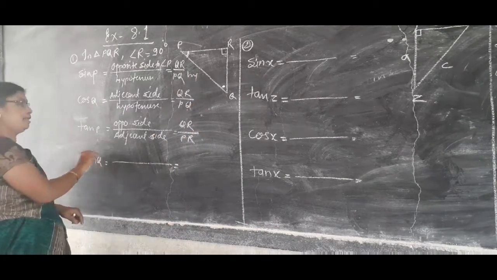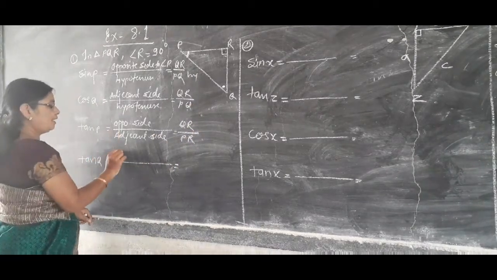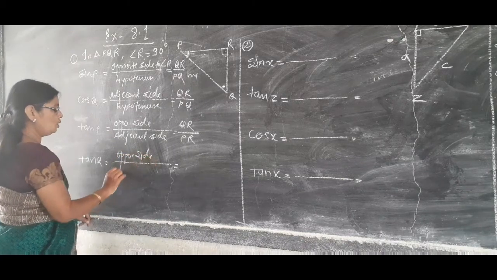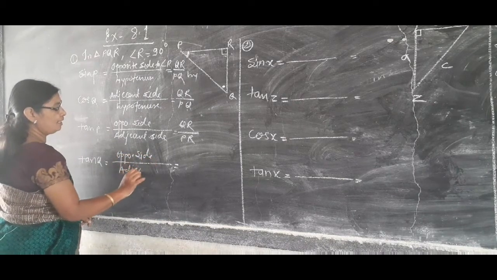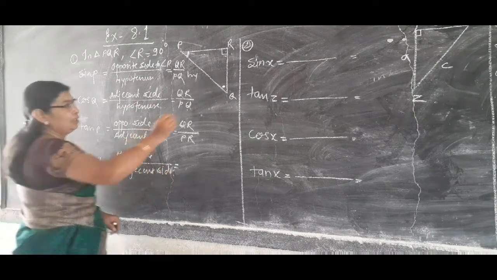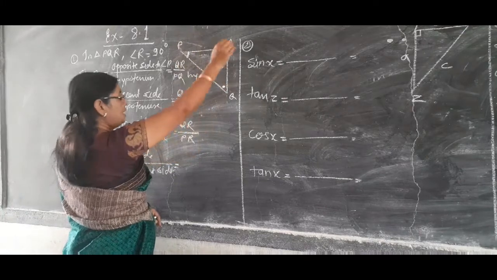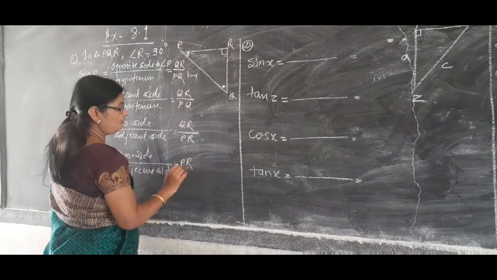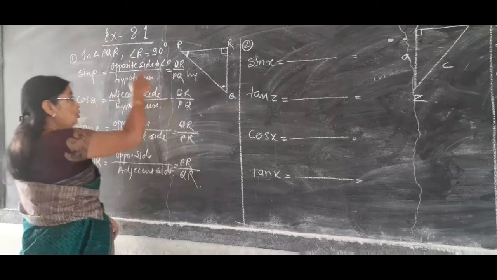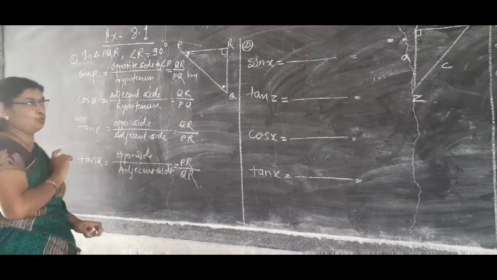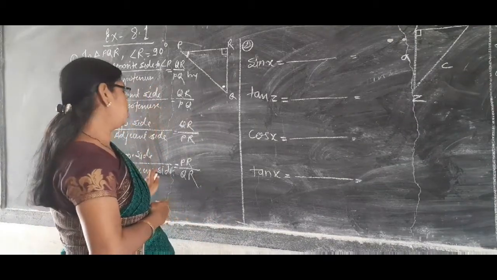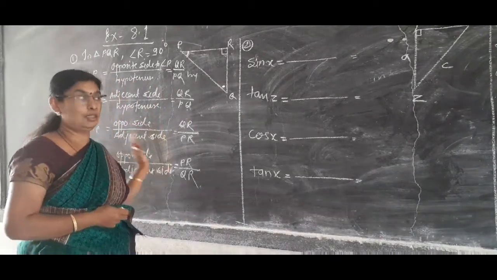Now next is tan Q. Again the formula for tan is opposite side to angle Q upon adjacent side of angle Q. Now angle Q, see here. Which is the opposite side? PR. And which is the adjacent side? QR. In this way you have to write down the ratios. Now see here, in the first problem you have to write down 4 ratios. It is for 2 marks or 3 marks.